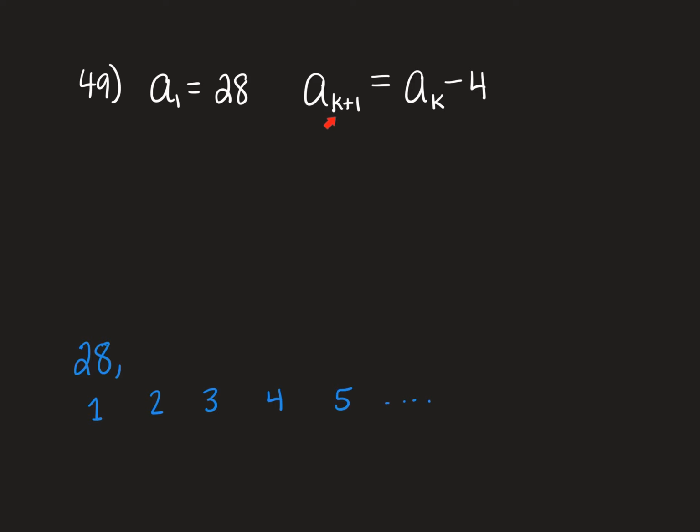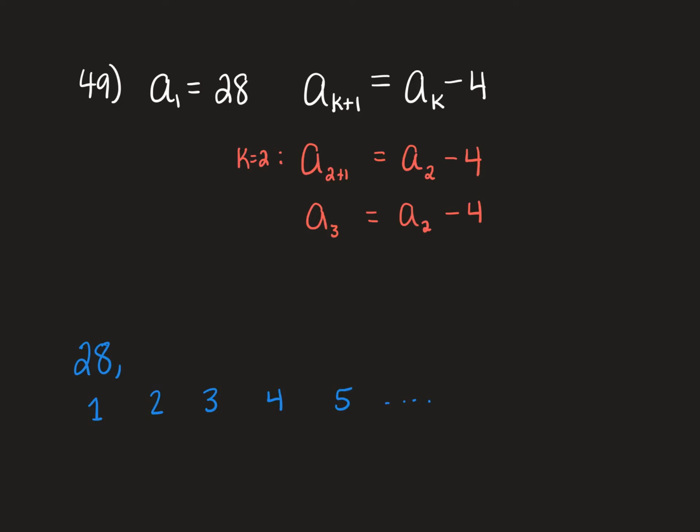Now, what this says is to find any term in the sequence, you're going to look at the term that came right before it. Because look, pick a number for k. So let's say I pick k is 2. Okay, so what happens when k is 2? This formula then becomes a sub k plus 1, so a sub 2 plus 1, equals a sub 2 minus 4. So really what it's saying is to find the third term, you take the second term and subtract 4.